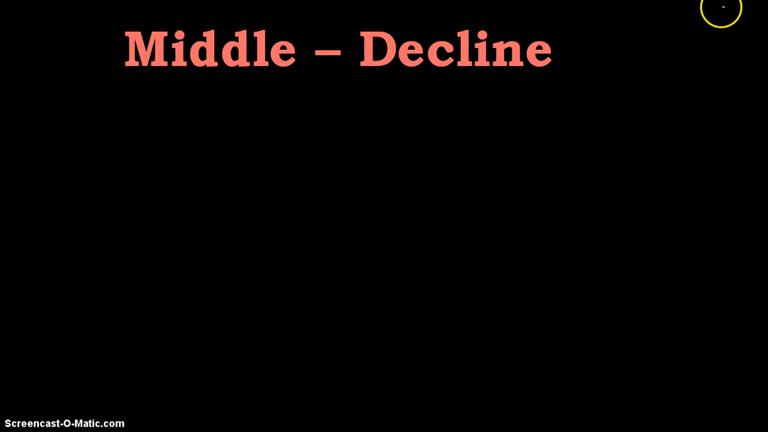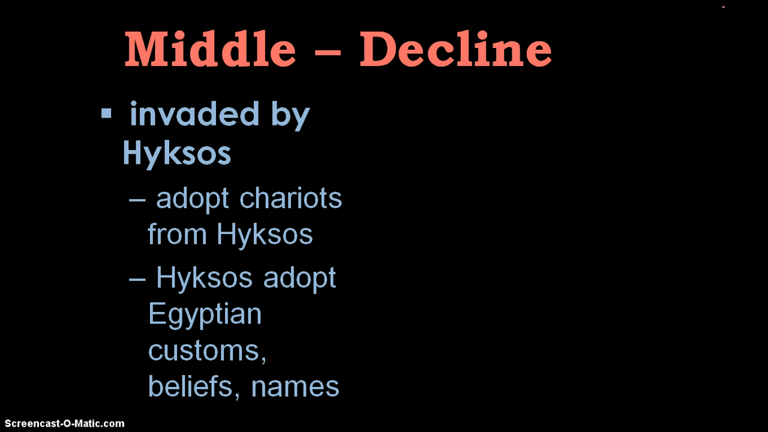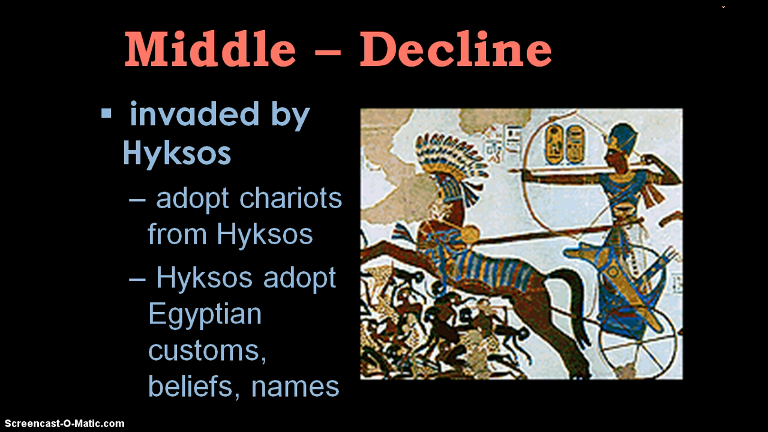Alright? But just like the Old Kingdom, the Middle Kingdom also declines. Alright? It's invaded by the Hyksos, and that's where they adopt chariots. Right? You see a famous image of Egyptians riding chariots, but they stole that from the Hyksos. The Hyksos adopt Egyptian customs, beliefs, and names, so they really combine to be one culture. Right? There's a famous picture that you would see of an Egyptian. You notice the hat here.